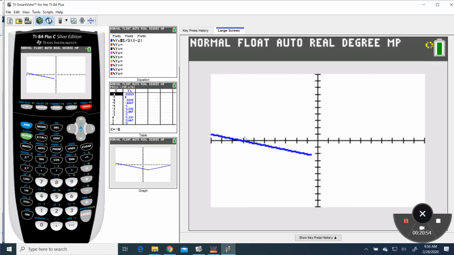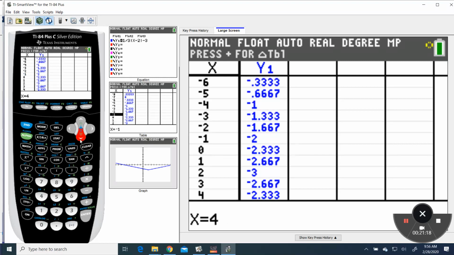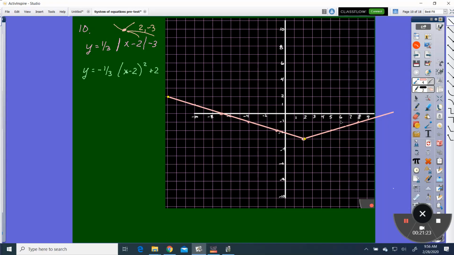But again, to get the points, I hit second graph. And now I can see these points better. So at negative 7, it's 0. Negative 4, it's negative 1. Negative 1, it's 2. So that's the ordered pair. Like 2, it was at negative 3. 5, it was at negative 2. So I look at this, 2 and negative 3, 5 and negative 2. So those are my points.